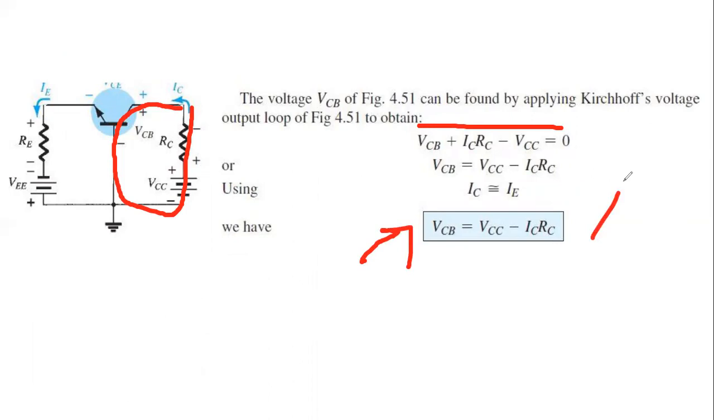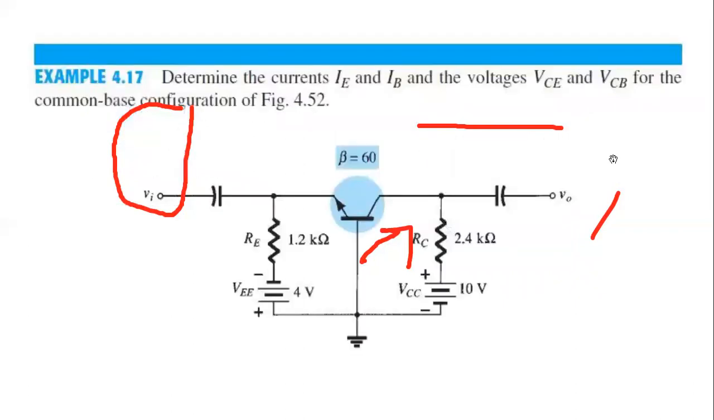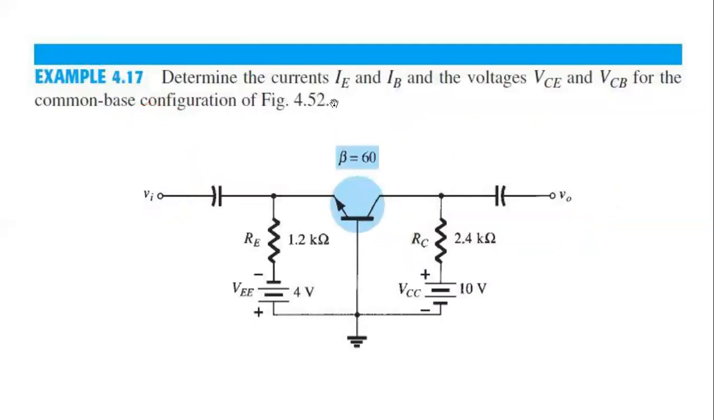So it's more or less the same for all configurations, almost the same. There is an example given here, my student, which we solve in the same way. Basically we have to find the current IE and the current IB. If we find the IE current, we all know that IE equals beta plus 1 times IB. Here the beta value is also given, so we can easily find IB, and we can also find VCE by applying KVL in the outer loop, and VCB by just applying KVL in the output section.